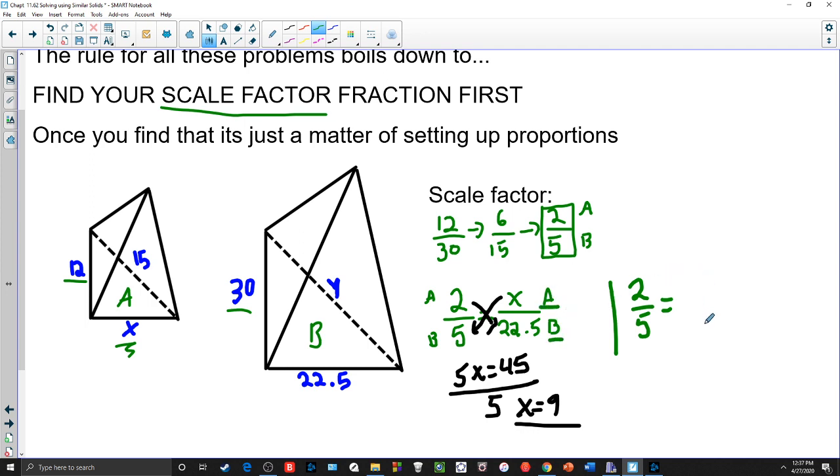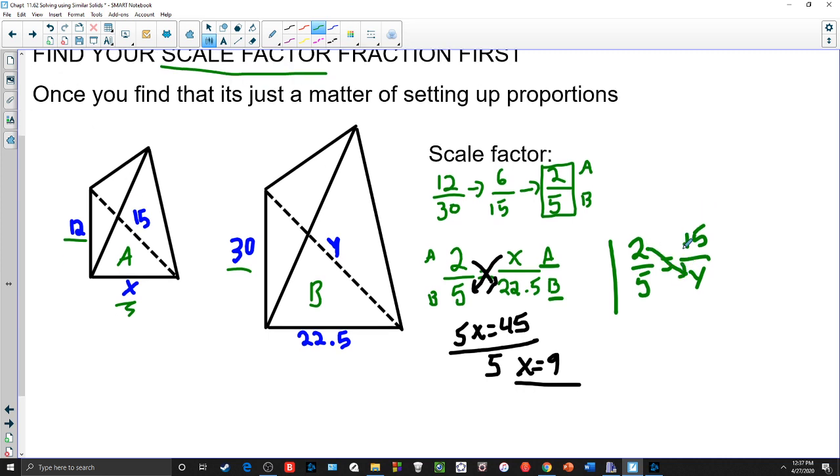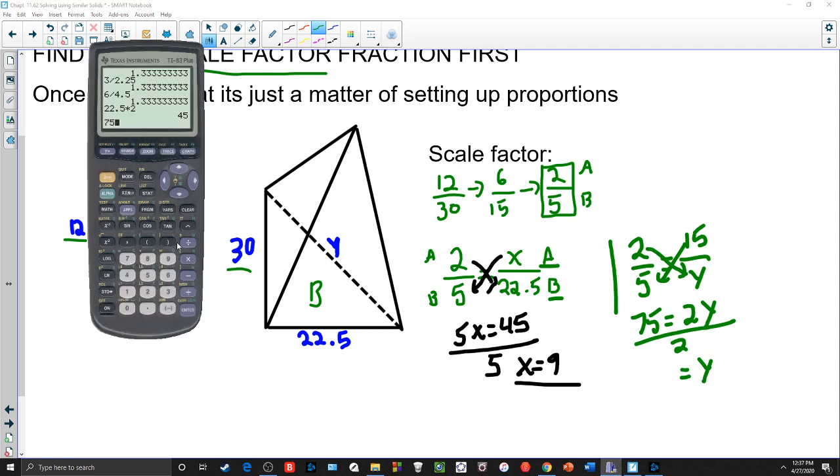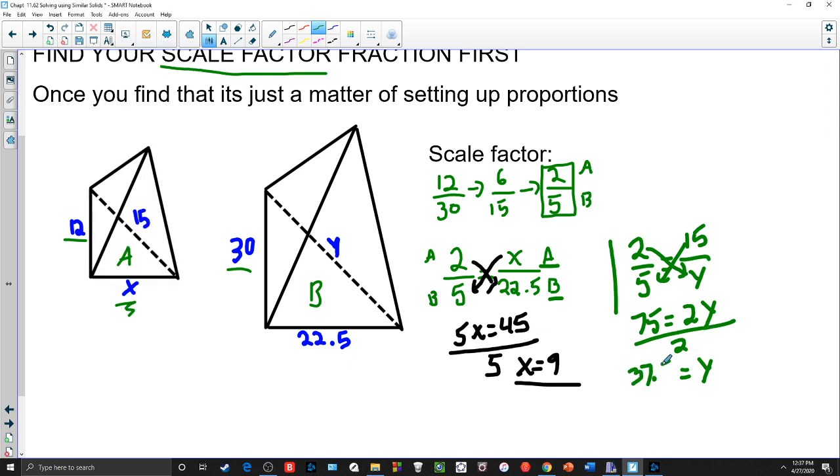So I'm not going to write y over 15. I'm going to write 15, which is in the A shape, over y, which is in the B shape. So again, A over B. And once you pick an orientation, once you pick a style, you have to stick with that the entire problem. So cross multiply, that'd be 75 is equal to 2y. Divide by 2, and you get y is equal to 75 divided by 2, which is 37.5. So that would be how big y is.